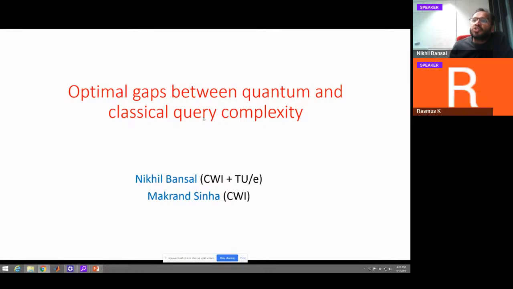Yeah, so I'll talk about some joint recent work with my postdoc, Makran Sinha at CWI. It's about optimal gaps between quantum and classical query complexity. And again, if these words don't make sense, that's fine. I'll explain everything. And one thing about this talk will be, you don't need to know anything about quantum for this, and not even much about query complexity. Whatever you need, I'll explain. Because ultimately, the question we'll see will just boil down to understanding certain Gaussian distributions in high dimension. So ultimately it'll just be a question about probability once we unmask everything. So let's begin.